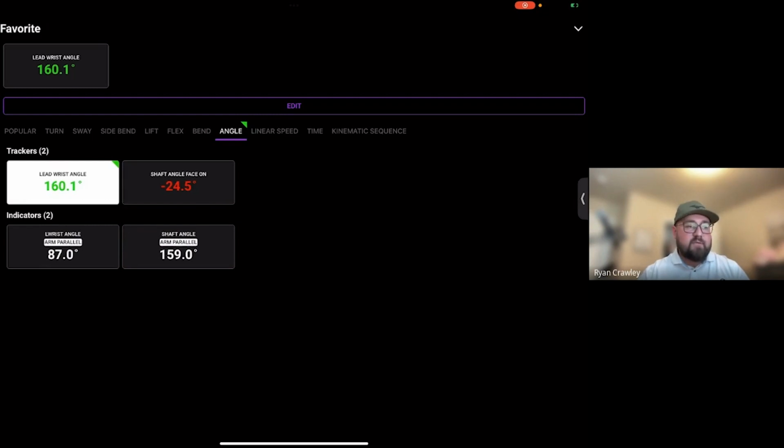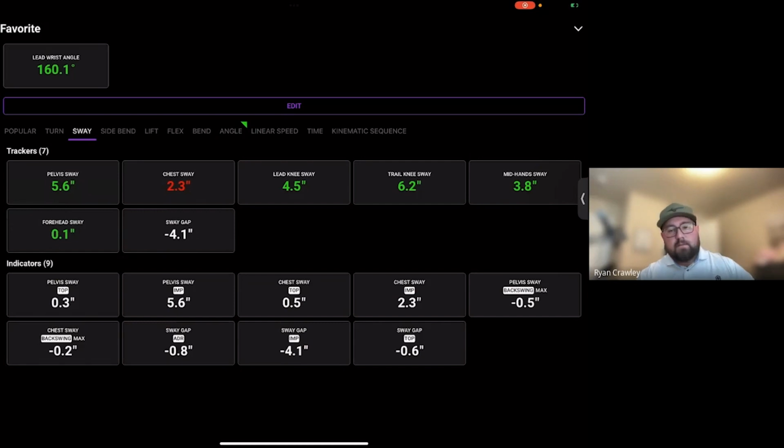Some of my favorite numbers, something that I look at a ton, is that sway gap. There's some really, really cool things when it comes to this sway gap number. Like I said, it's just the difference between where the chest and pelvis is. So you saw it's really great for reverse pivot, but there's also some things that it should show us in transition and at impact for the ball flight that a player's trying to hit.